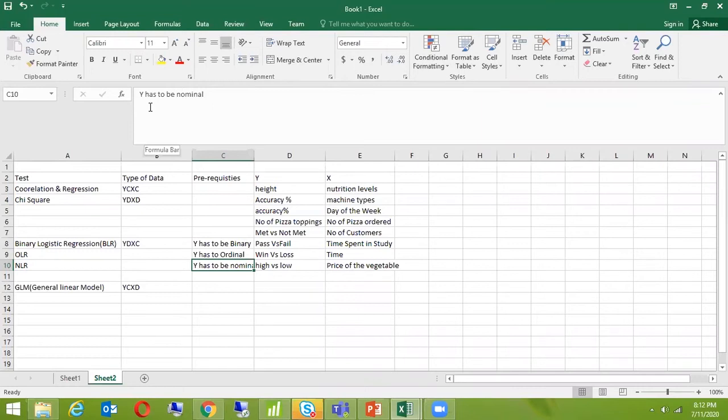Whether it's normally distributed or not normally distributed, I would still go for a correlation and regression, provided both my variables are continuous in nature. Likewise, height versus nutrition, handling time versus hold time, cycle time versus tenure, whatever that. But there is no prerequisite, Anand, whether it is normally distributed or not normally distributed.